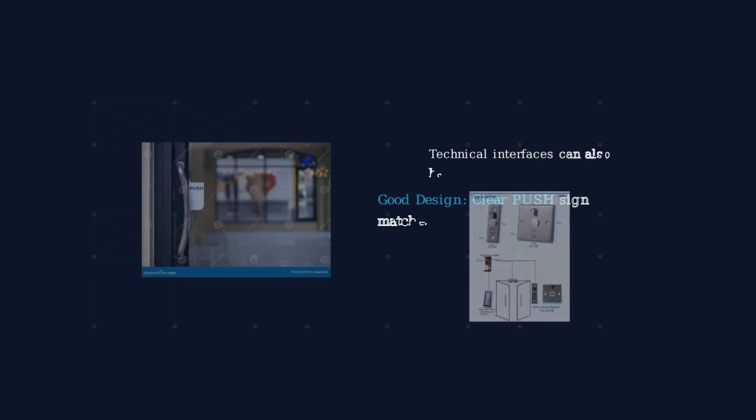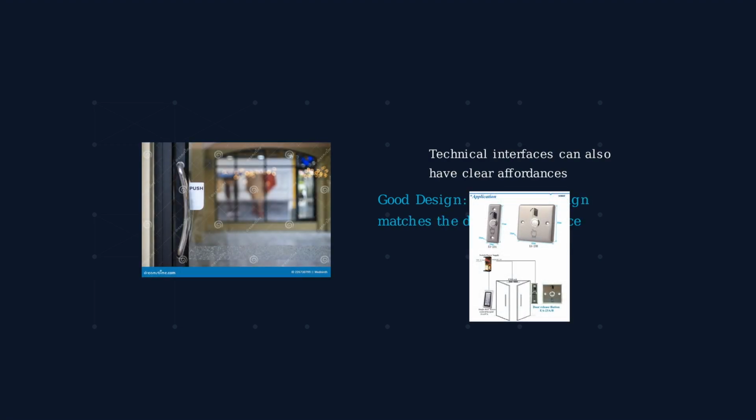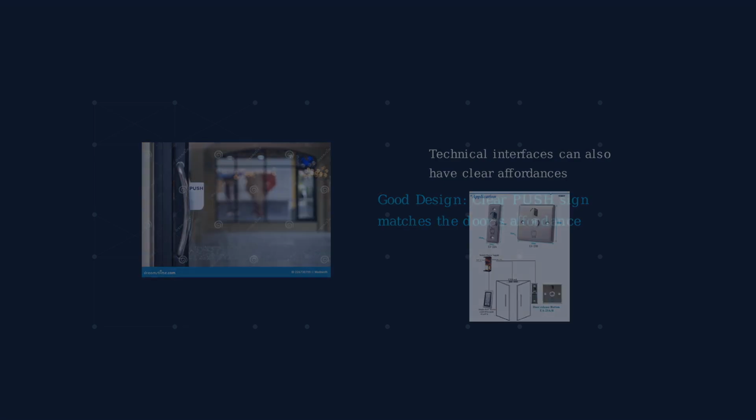Compare these with good design examples. This door has a clear push sign that matches its actual affordance. The technical diagram shows buttons with clear symbols indicating their function. These designs align user expectations with reality.